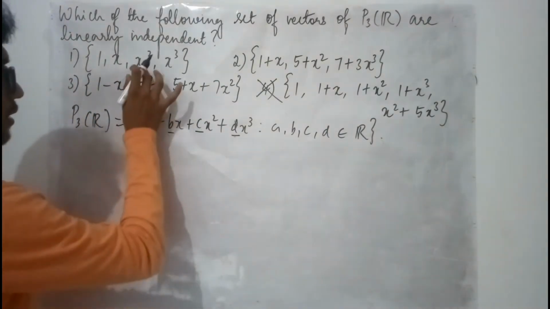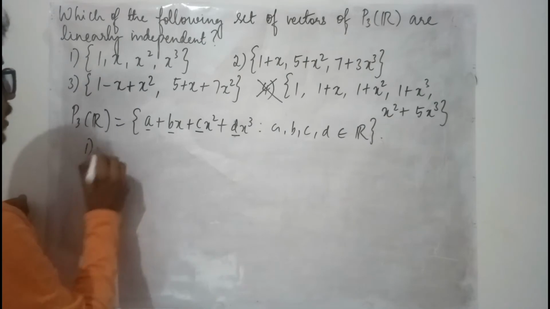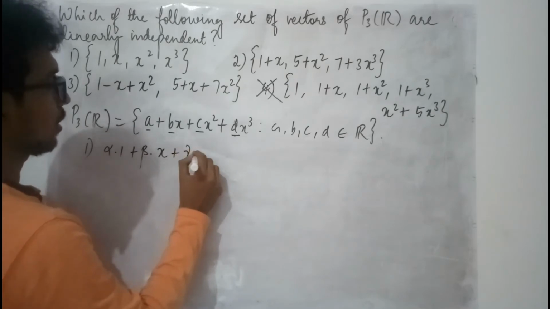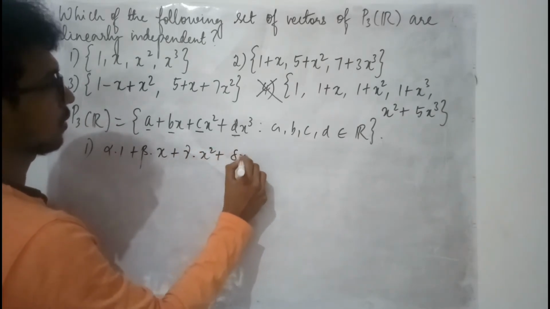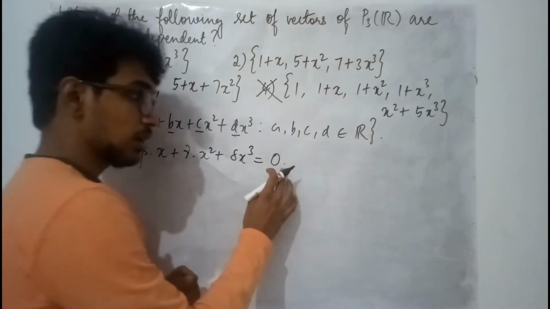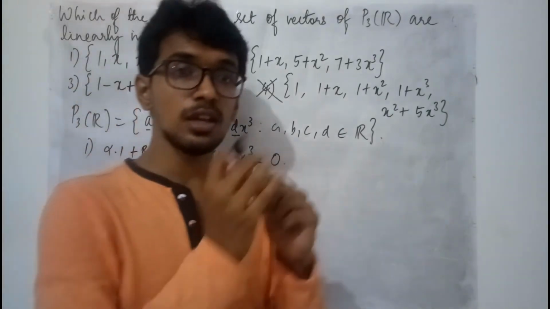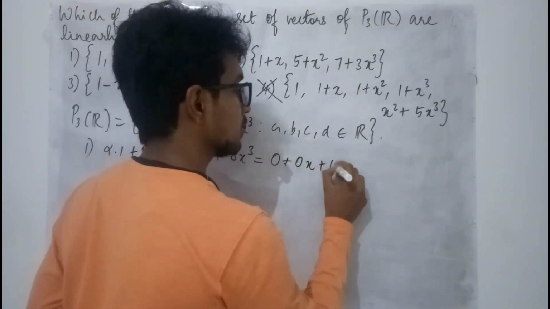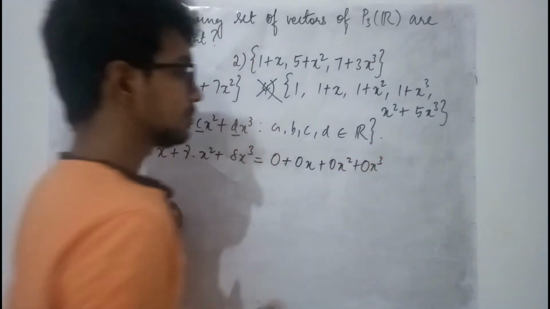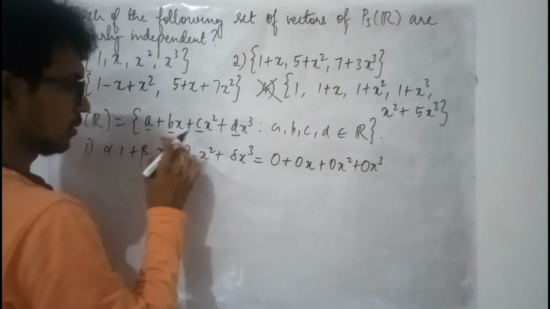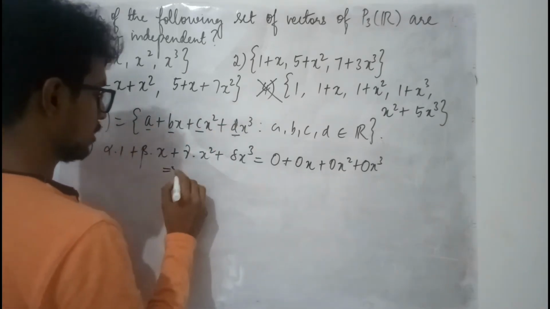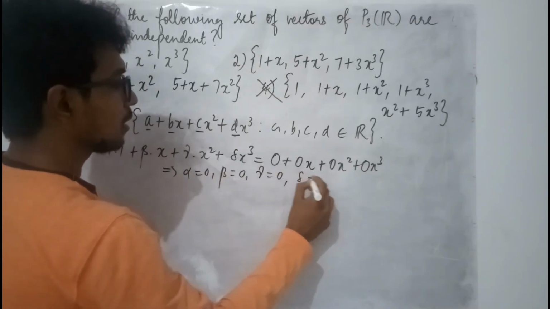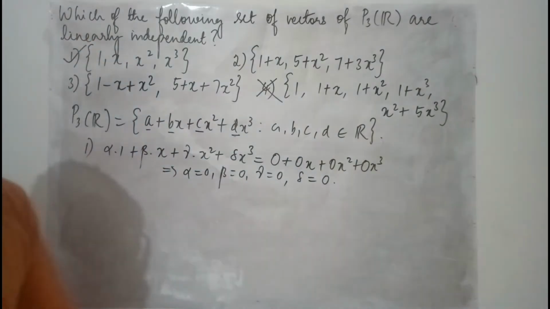And now let's do one by one. First thing, let me take alpha times of that thing, beta times of this, gamma times of this, and delta times of this, equated to 0. 0 means you will have to equate to the 0 element in this set. So the 0 element in this set is 0 plus 0x plus 0x square plus 0x cube. Just equate the like terms. So what will you get? You will get alpha equal to 0, beta equal to 0, gamma equal to 0, and delta equal to 0. Therefore it is linearly independent.